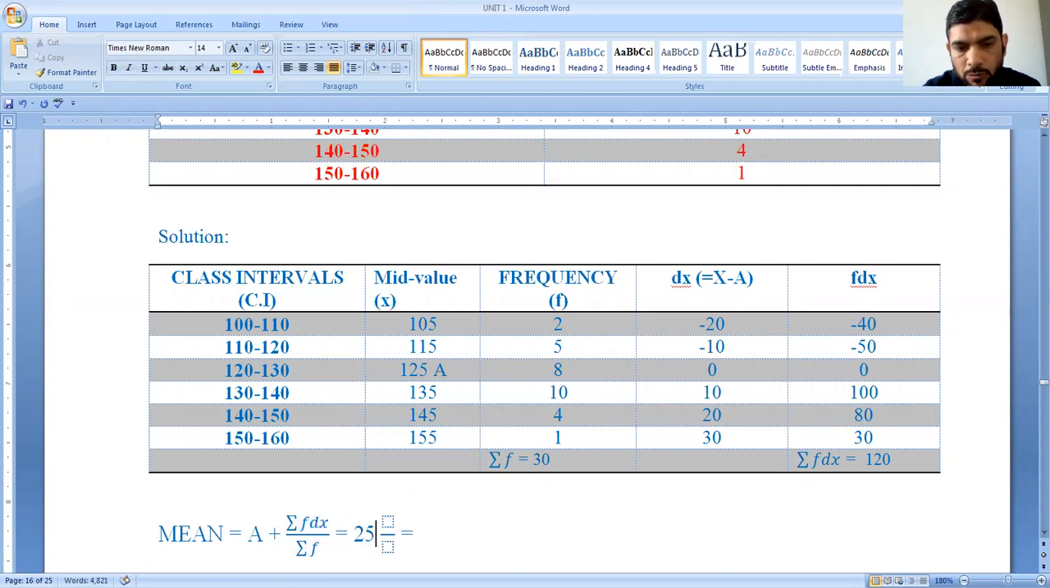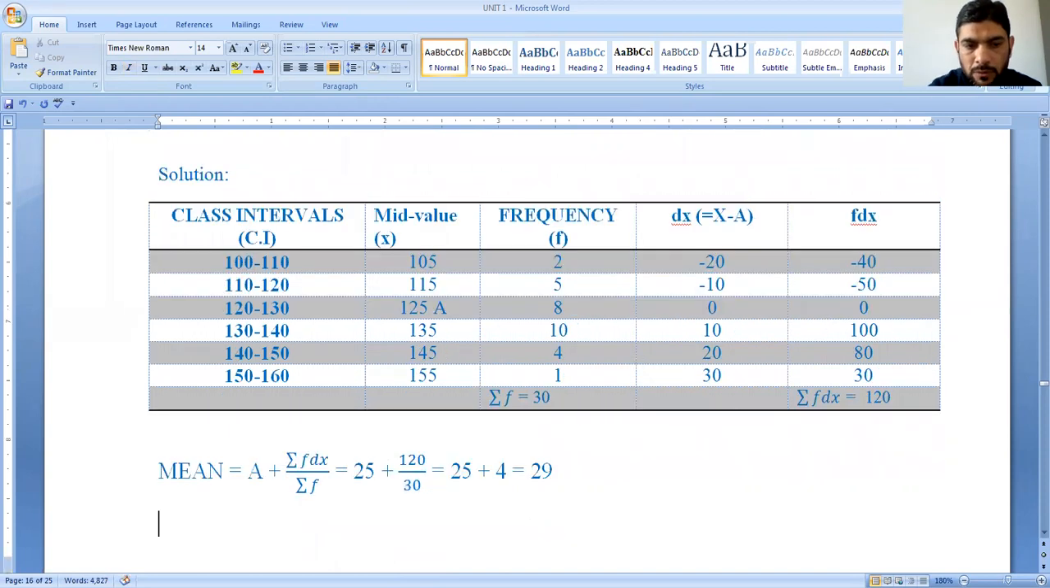A, we have assumed 25, as A plus sigma f dx over sigma f. Sigma f dx, we have taken 120 over here. We have to put 120 over here. Next is sigma f, that is 30, and next step is 25 plus 120 divided by 30, that is 4, equals to 29, or we can say that mean is equal to 29.